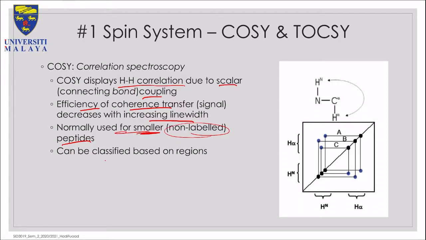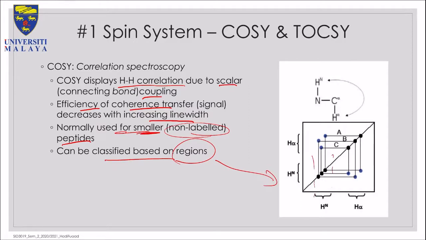Therefore, your backbone will be more labeled, and thus it's easier for you to run your NMR. Okay, so COSY can be classified based on the regions. What do I mean by that? We will look at it soon. Basically, in a simple manner, it is this.